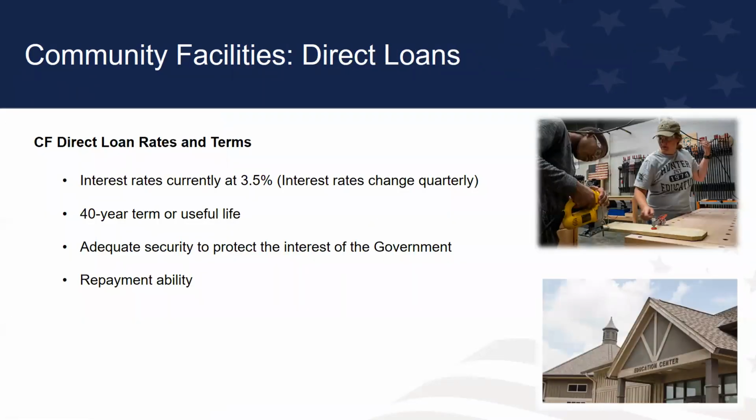The CF Direct Loan Program. What's I think most exciting about the CF Direct Loan Program is the subsidized interest rate for most of our borrowers. Right now, our interest rate is at 3.5%. Once you lock in the interest rate on your loan, it's a fixed term. So it stays fixed for the life of the loan, but it does change quarterly based upon the 20-year municipal bond rating. So right now it's 3.5%.